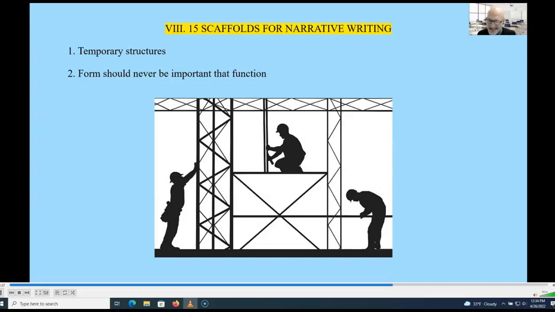An example of a scaffold is the 5-paragraph essay. That's a scaffold. Too much emphasis is given on the form. It can get in the way of the function, or describing ideas. And if you go to www.tutorchess.com, you will see the graphic organizers and steps for these 15 scaffolds that you can use.